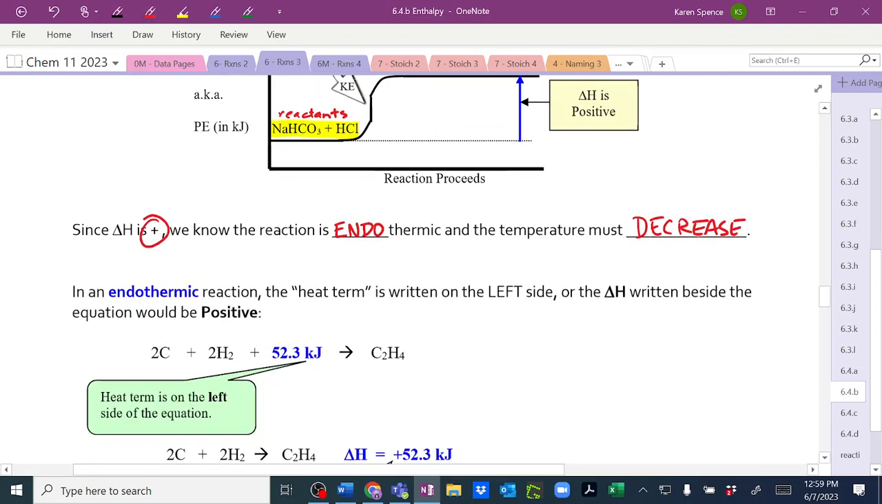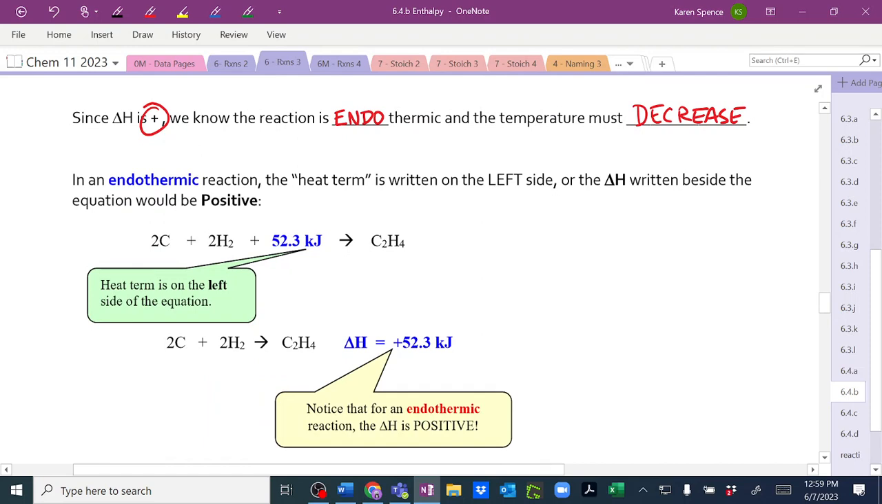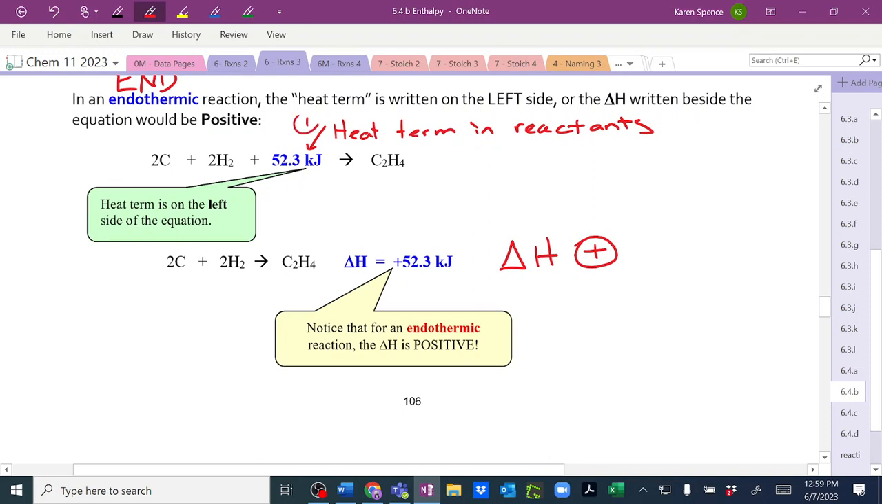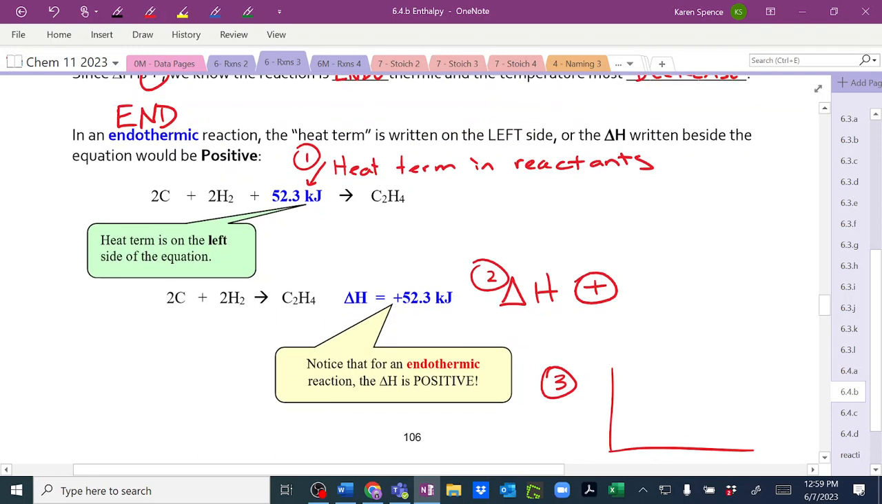Okay, here's a summary of our endothermic reaction. In an endothermic reaction, the heat term is in the reactants. Delta H is positive, and the graph goes, which way does the graph go for endothermic? Up. Why did I write end? I should have written endo. Graph goes up. So if you know those three things, you've actually got a significant chunk of the first unit of Chemistry 12 under your belt. Look at that. Not a significant chunk. Well, you know, a bit of the first unit of Chemistry 12.